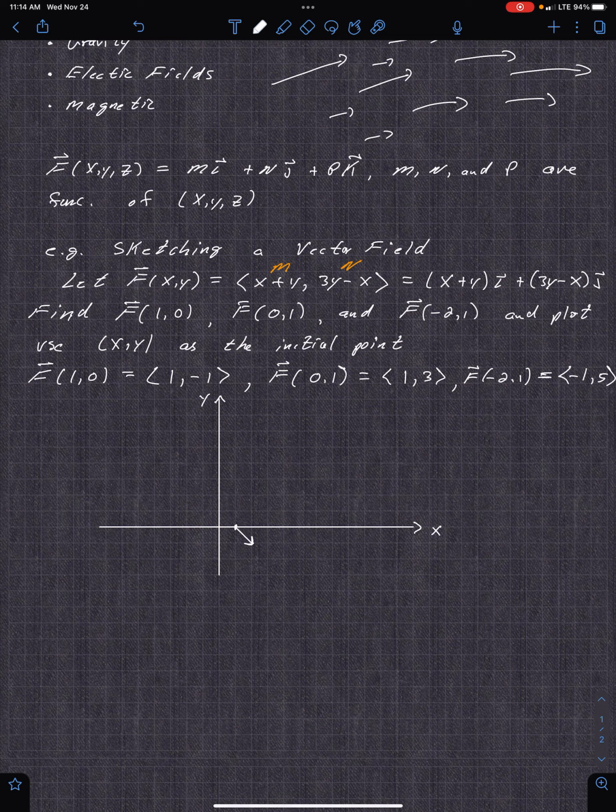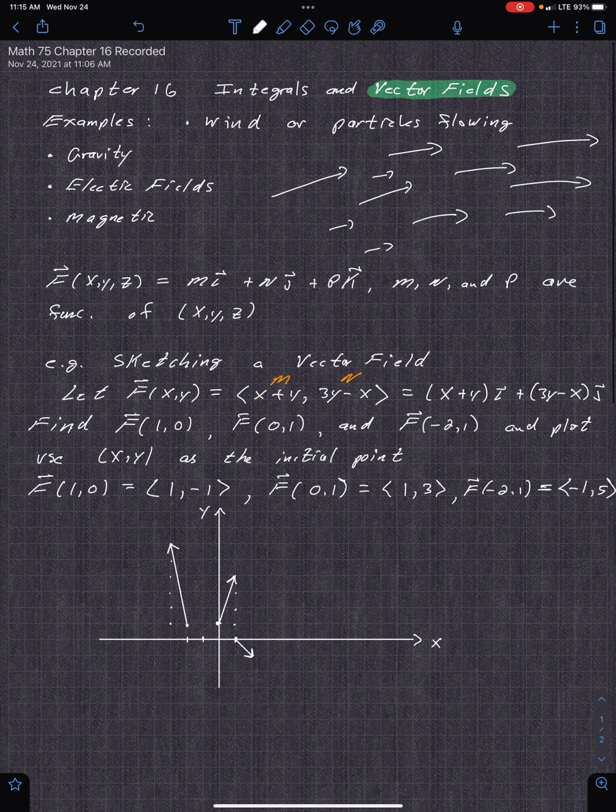Then start at 0, 1, which would be here, and then you go over 1 and up 3. Over 1 and up 1, 2, 3. It's not a very interesting vector field, but this is what it would look like. And the other one, you start at negative 2, 1, and you go to the left 1 and up 5. 1, 2, 3, 4, 5. And that's your vector. So that's all that you would do to plot it.